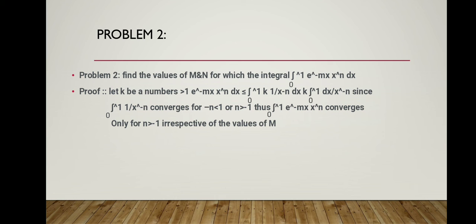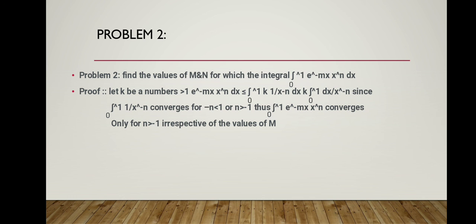Find the values of m and n for which the integration of e raised to minus x raised to n dx between limit 0 to 1 converges. Proof: let k be a number greater than 1, e raised to minus x raised to n dx is less than or equal to integration of k times 1 by x raised to minus n dx between limit 0 to 1.